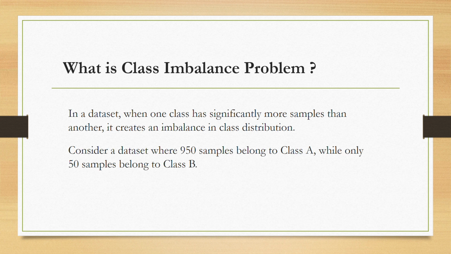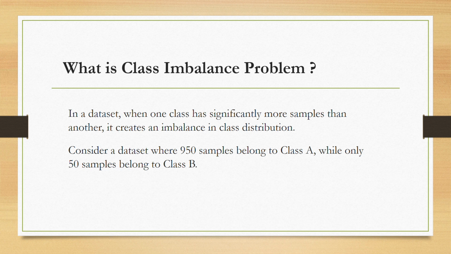Here, let us consider an example. A dataset is having 950 samples that belong to class A, and only 50 samples belong to class B. So the overall dataset has 1000 samples, in which only 50 samples belong to class B, whereas all remaining samples belong to class A. Therefore, this data set is highly imbalanced because there are very few samples for class B.